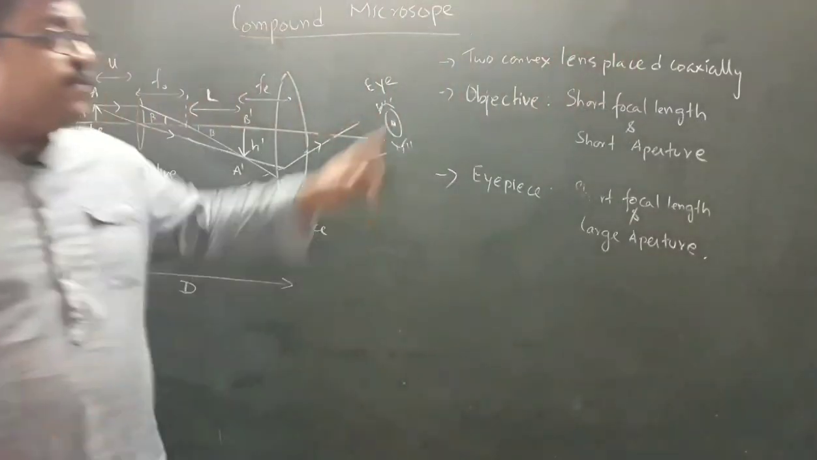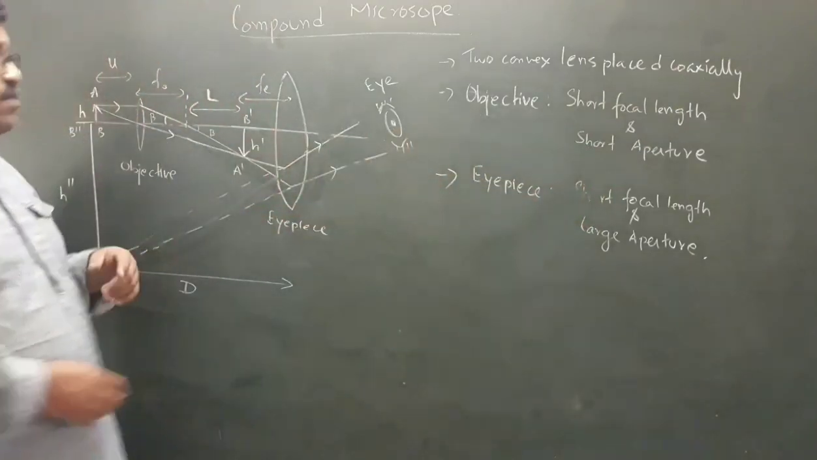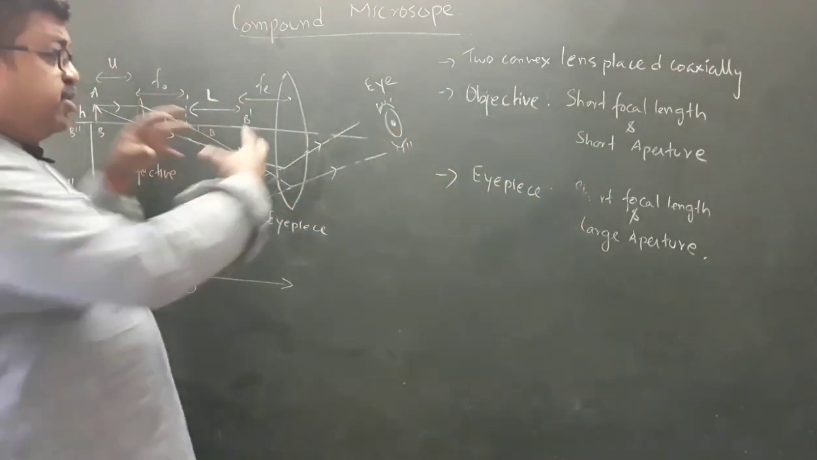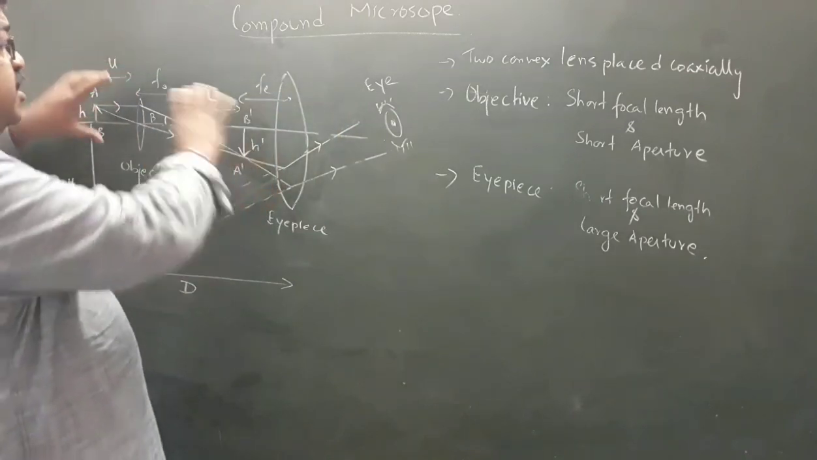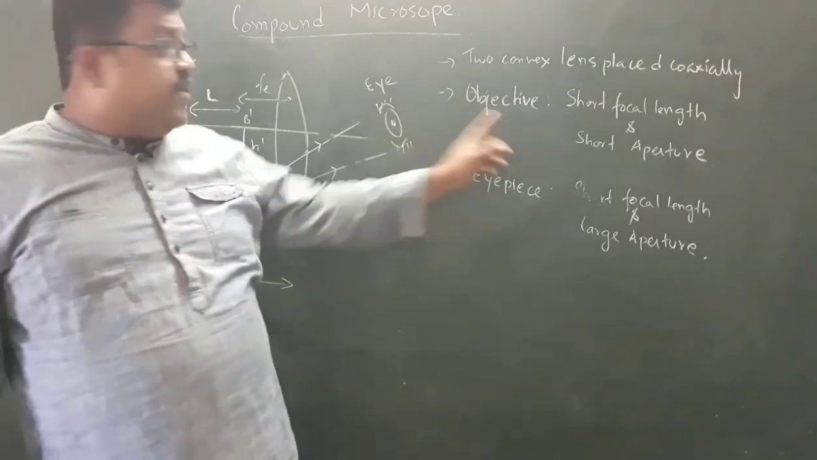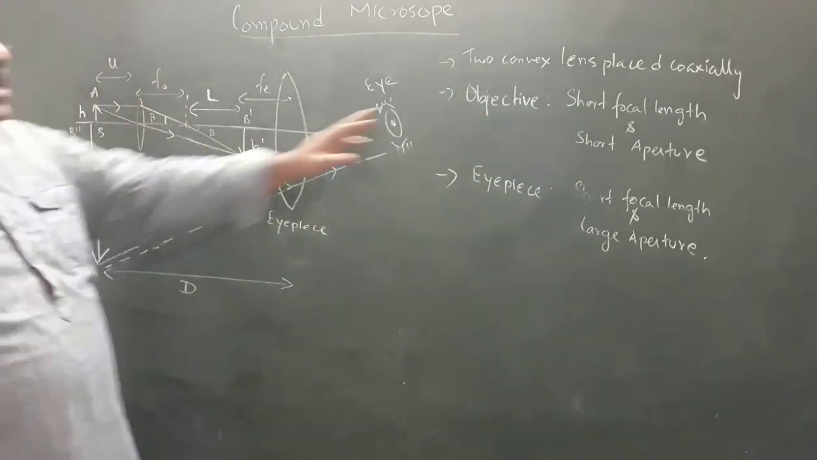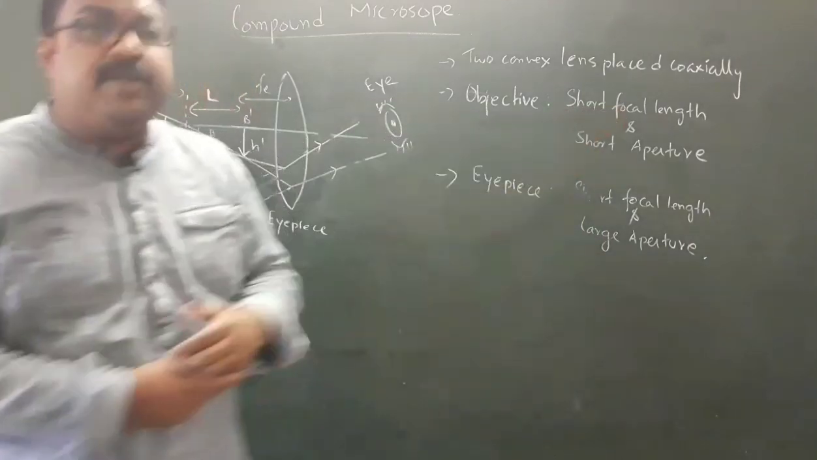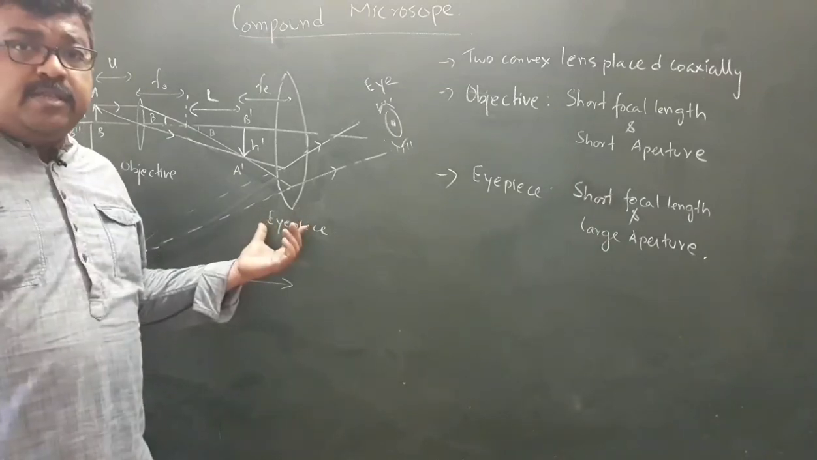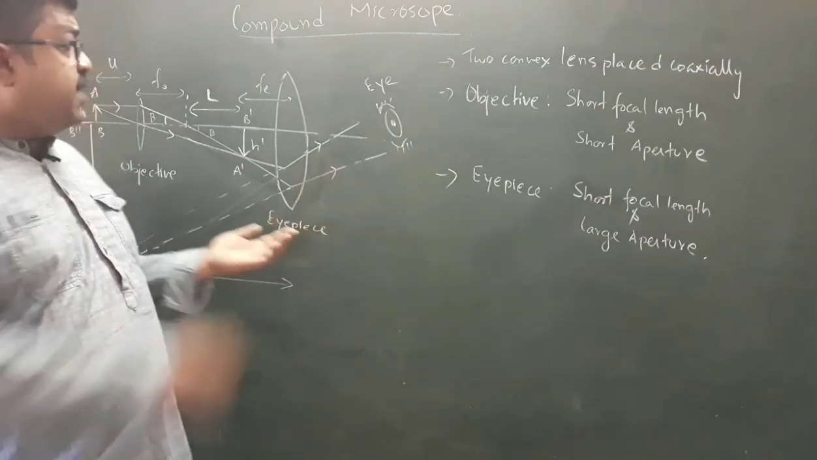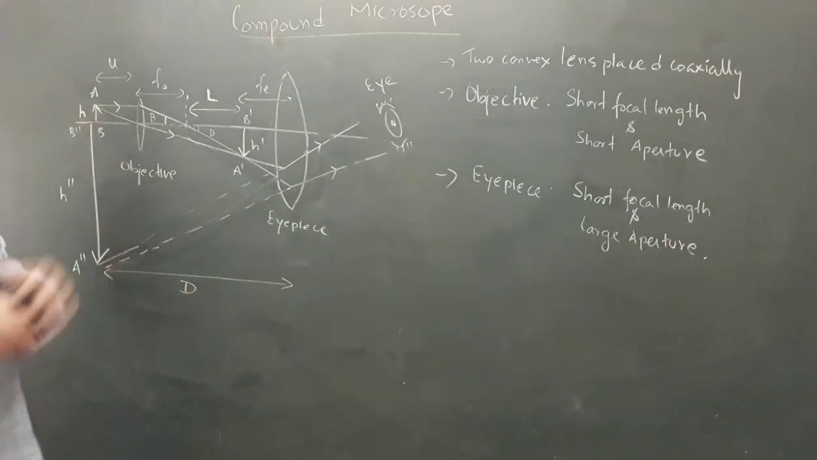Now we have two convex lenses placed coaxially. These two lenses are placed coaxially, and their position can be moved like this. So these two lenses will be moving inside the cylinder. This is the objective. The lens near the object is called the objective. It has a short focal length and a short aperture. The eyepiece has a short focal length, but it has a large aperture. So this is the structure of a compound microscope.